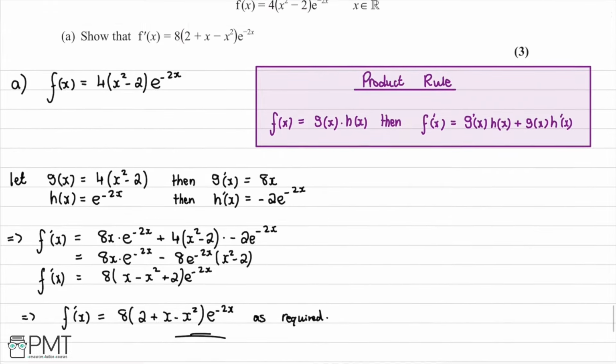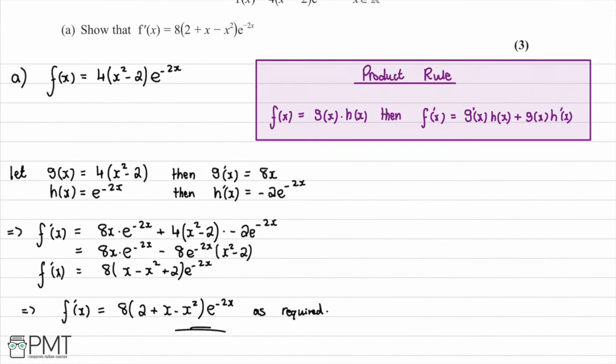So therefore, we've completed this question. It was worth 3 marks, and we received our first mark for attempting to use the product rule and then starting to differentiate. So we get 1 mark here for attempting to use the product rule, and we then get our second mark for differentiating, and we then receive our third mark for having the answer which the question asked us to show.